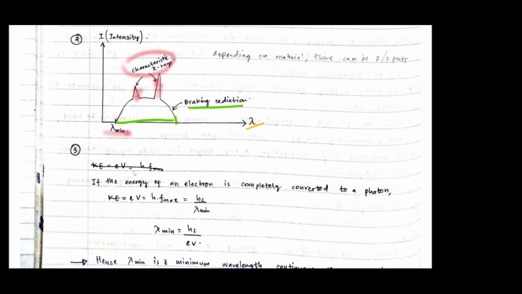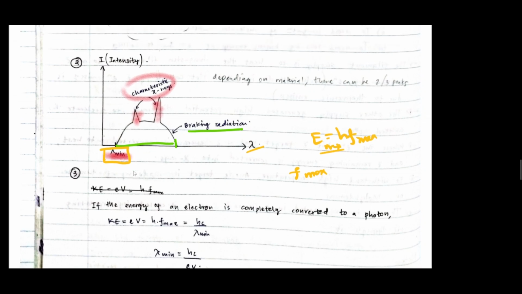Now let's try to understand what this lambda minimum is. For continuous X-ray only we can get lambda minimum. Lambda minimum means frequency maximum. It's similar. So when do we get maximum frequency? When the photon has the maximum energy.